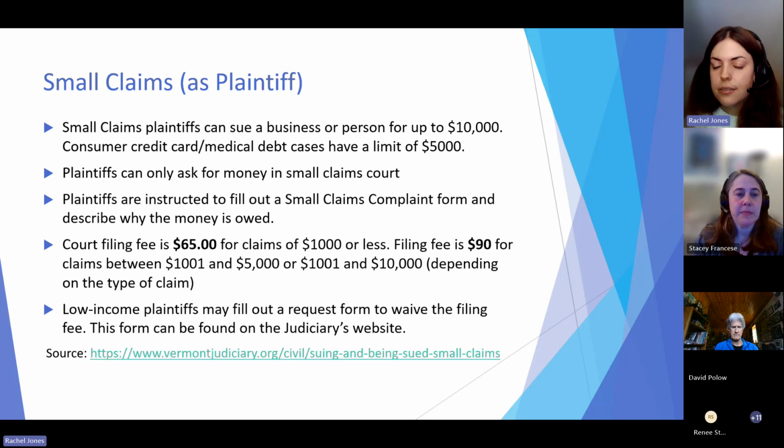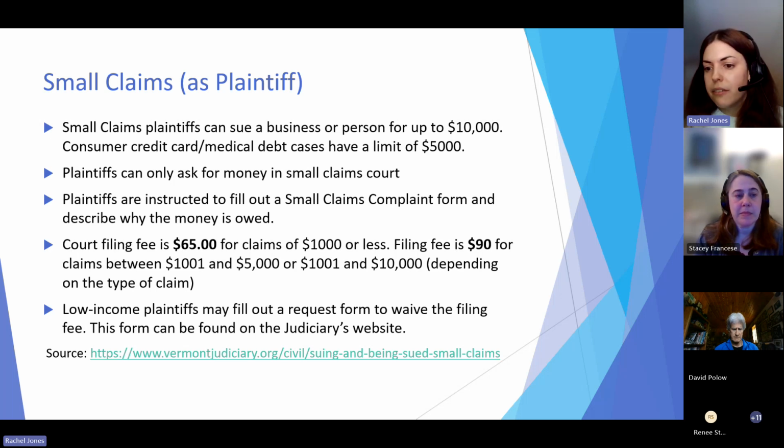Now, if somebody is wanting to file a small claims case, again, they don't need an attorney to do this. There are those limits, of course, and they can only sue for money, but this might be an attractive option for somebody who maybe doesn't have an attorney, or maybe they are just seeking an amount that's under the limit. They would have to fill out a small claims complaint form and serve it on the defendant. They'd have to describe why that specific amount of money is owed.